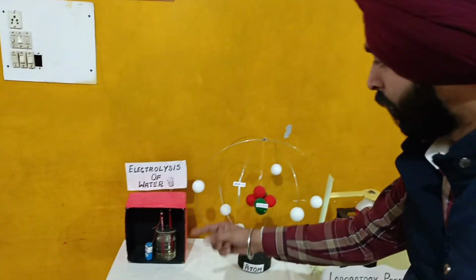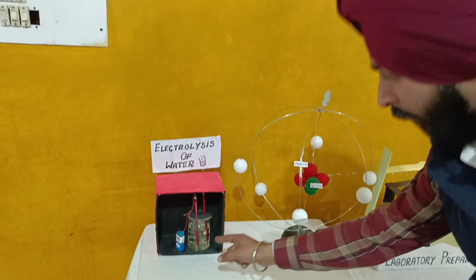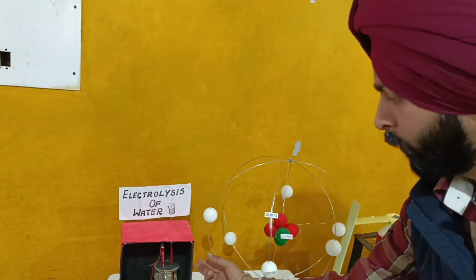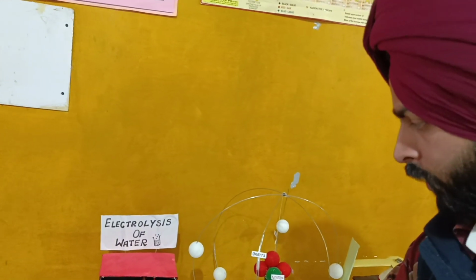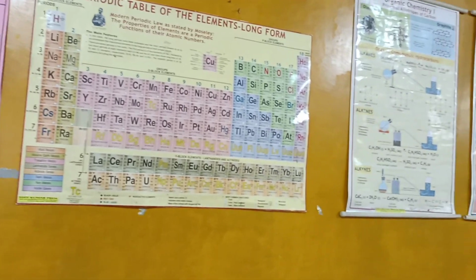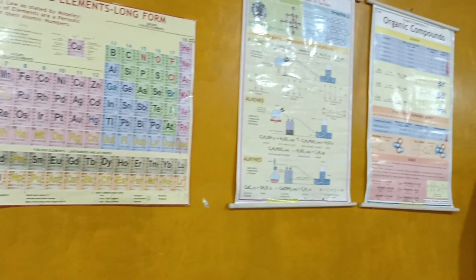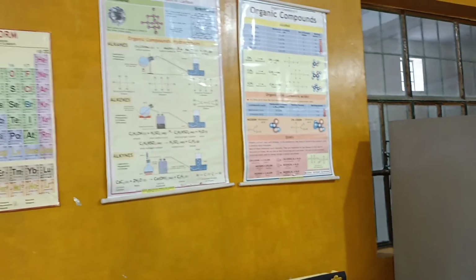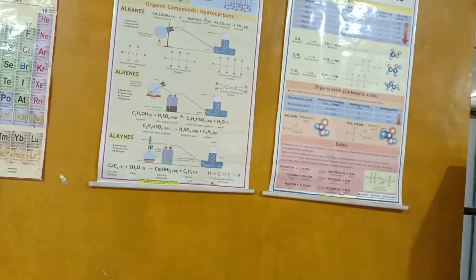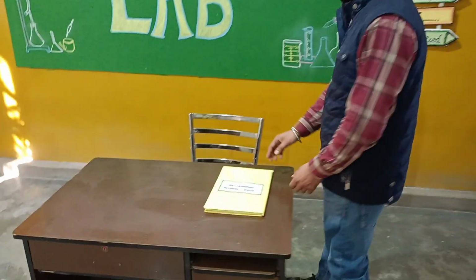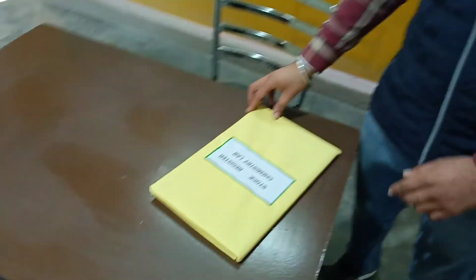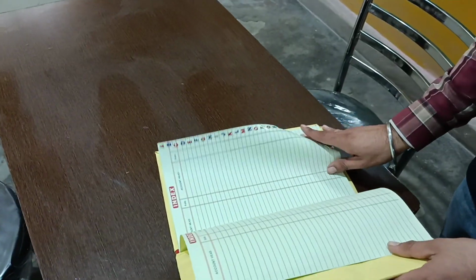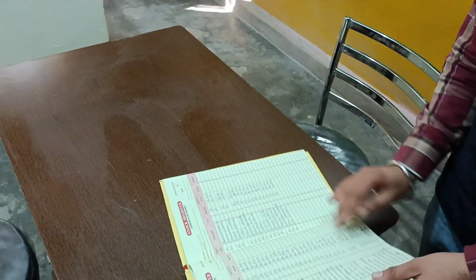In this electrolysis of water, hydrogen and oxygen gas are formed by the electrolysis of water. These are the display charts where students get additional knowledge about various chemical reactions and other organic reactions for their future use. And last but not the least, this is our stock register, which is maintained up to date. Thank you all.